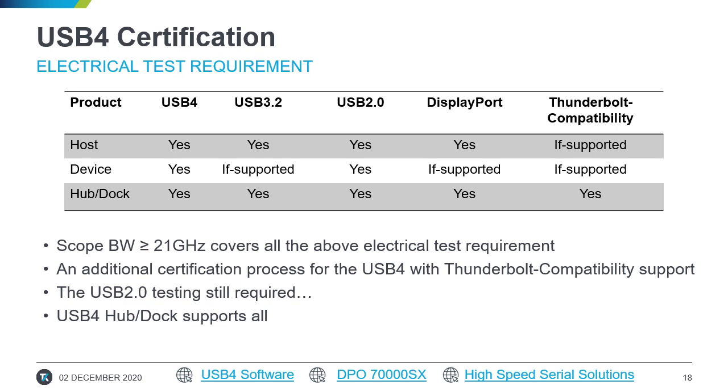For a device, depending on what is supported and implemented, that testing needs to be done. But if it is a hub or dock, you need to support all, and all the electrical testing is mandatory. For USB4 transmitter electrical, the scope requirement is 21 GHz and above.